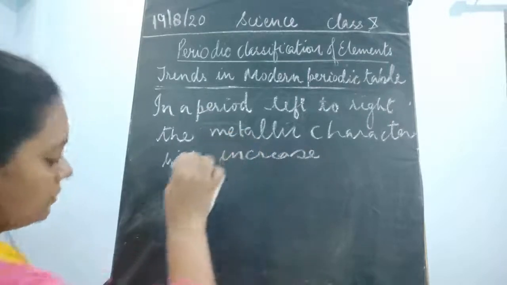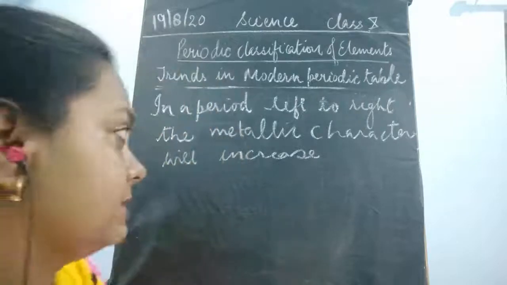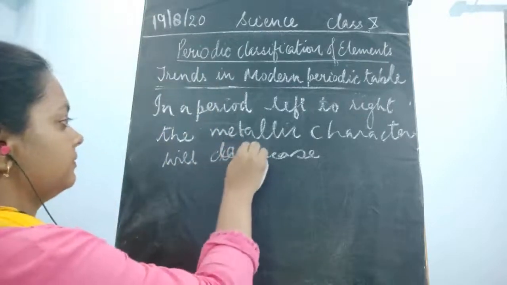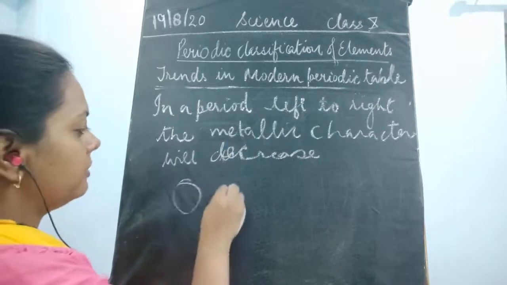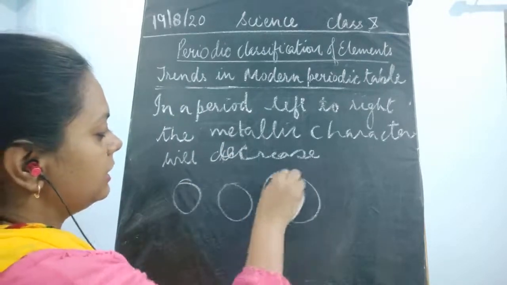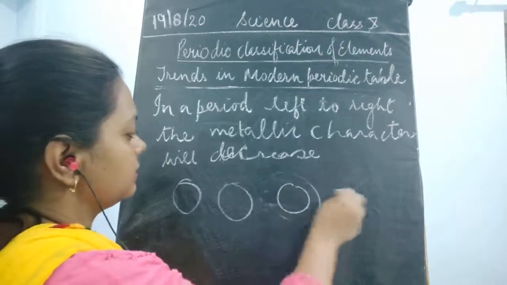Okay, this is going to decrease. Why is this going to decrease? As I have told, when we are moving from left to right in a period, the atomic size is not going to increase, it is going to decrease.